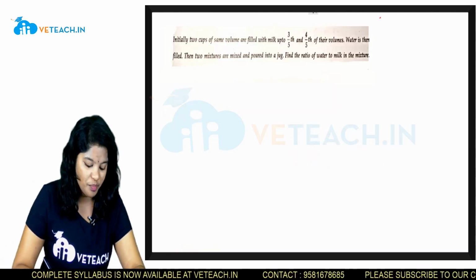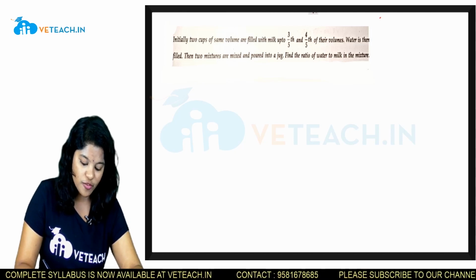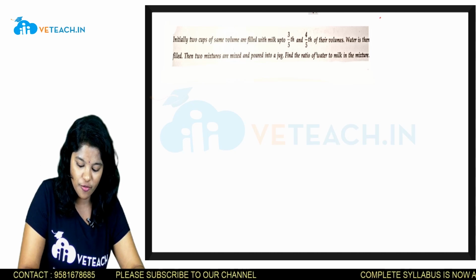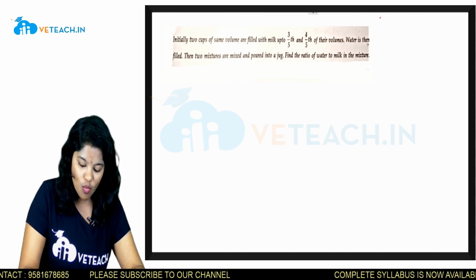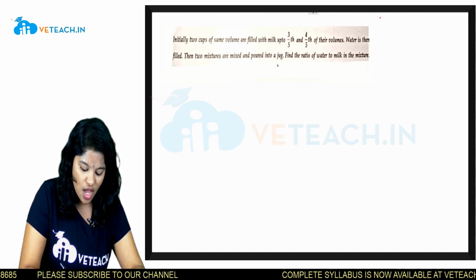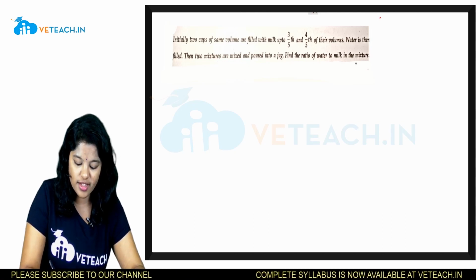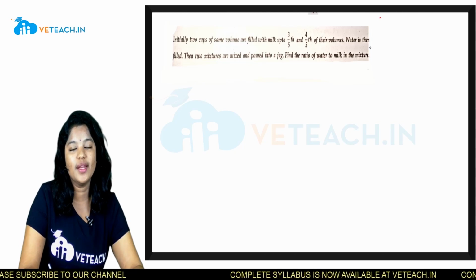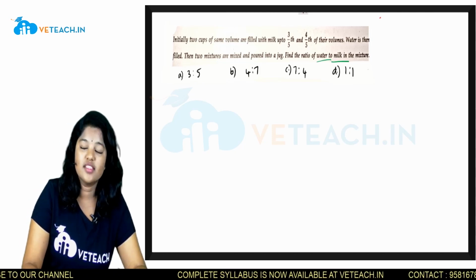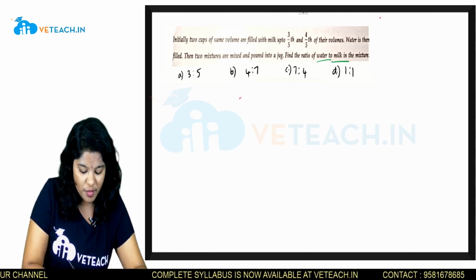See the next problem. Initially, two cups of the same volume are filled with milk up to 3 by 5th and 4 by 5th of their volume. Water is then filled. Then the two mixtures are mixed and poured in a jug. Find the ratio of water to milk in the mixture. There are two cups of the same volume, so let the total volume of the cup be X.